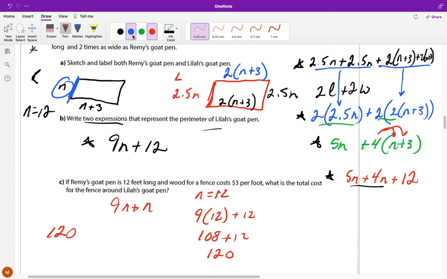And if each foot costs $3 and we want to know how much it's going to cost, well, we multiply that by 3, which is then going to give us $360. So that means if we want to put a fence around Leela's goat pen, it will cost us $360. All right, that is it for this video.